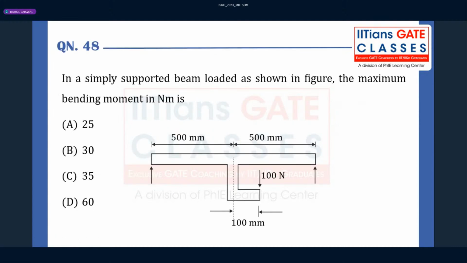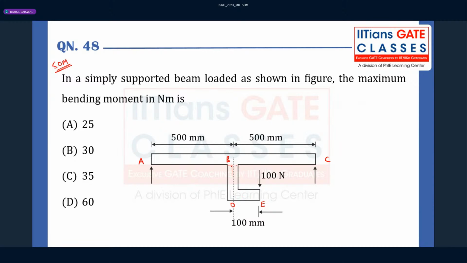Now, the next question belongs to strength of material. Here, in a simply supported beam loaded as shown in the figure, they are asking what is the maximum bending moment. A very similar kind of problem of transferring the load from the bracket to the beam we already discussed in the last session. Let's say we have B, D, E, that is a bracket. Through this bracket, we want to transfer the load of 100 Newton to this beam.